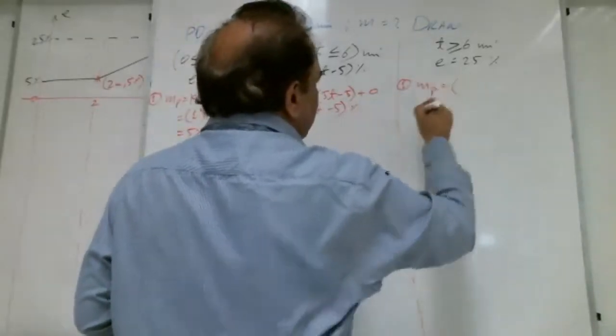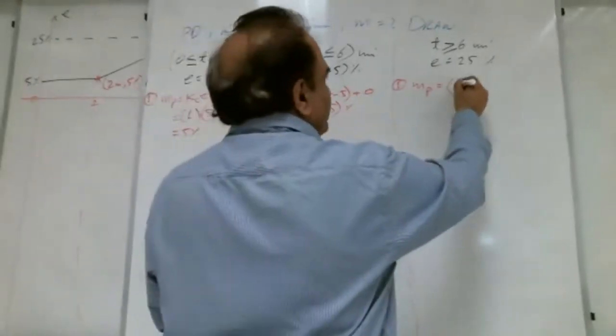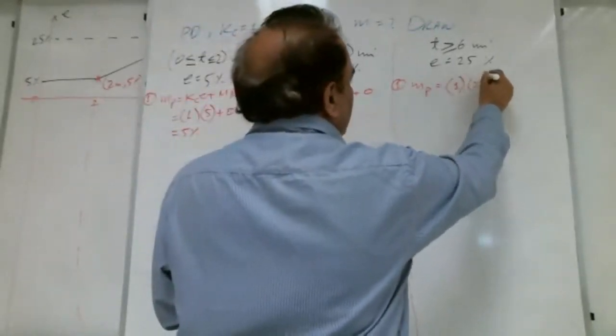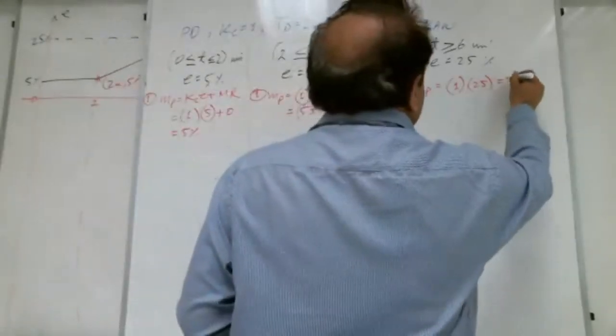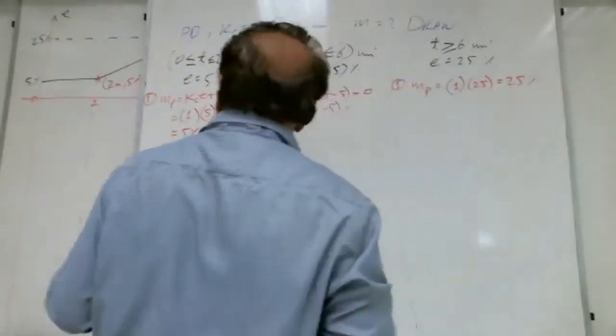What is output here, Shabab? MP is equal to KC. How much? 1. That's good. A lot of brothers are writing. So error is 25. So 25%.